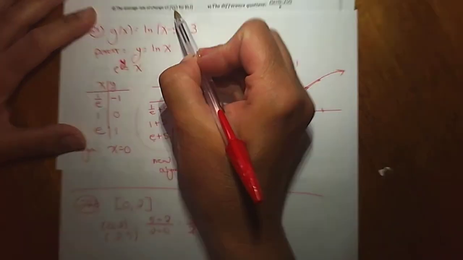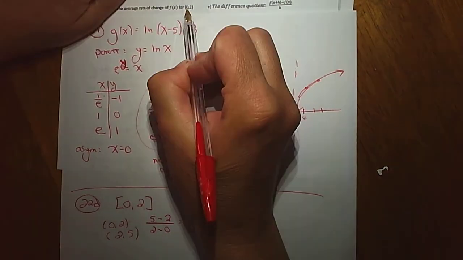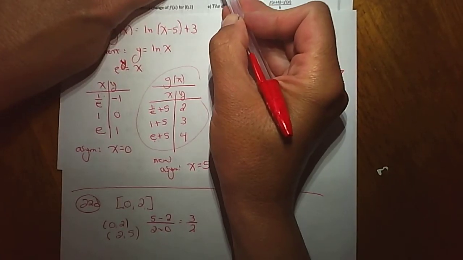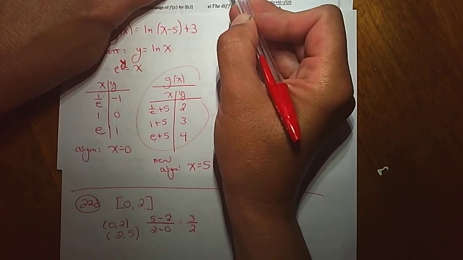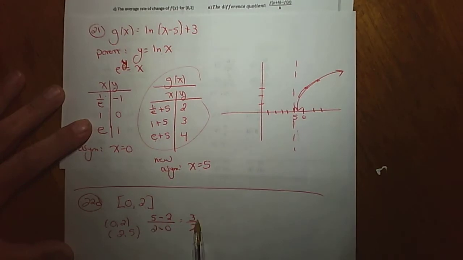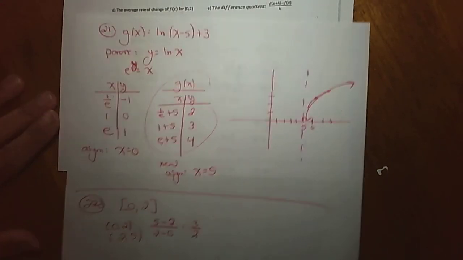All right, so let me just double check this last one, just because I was distracted. Find the average rate of change for f of x from the interval x is 0, x is 2, and that's the point 0, 2, and the point 2, 5. Change in y over change in x. Yes. Okay, for that one.